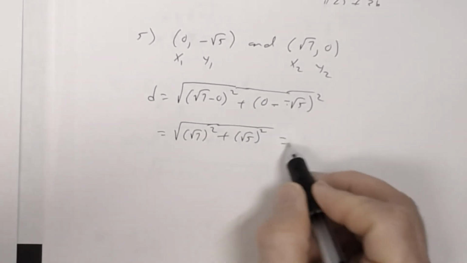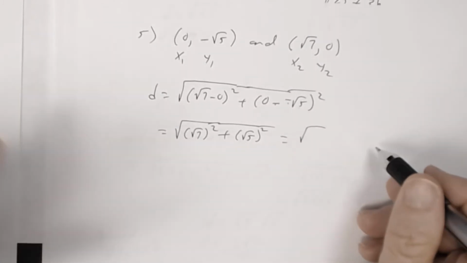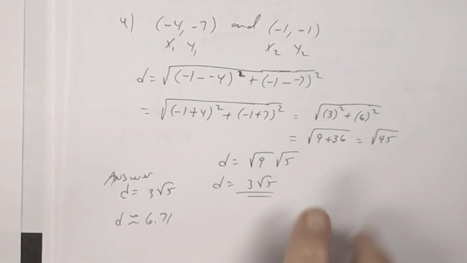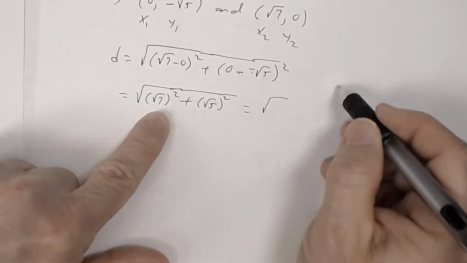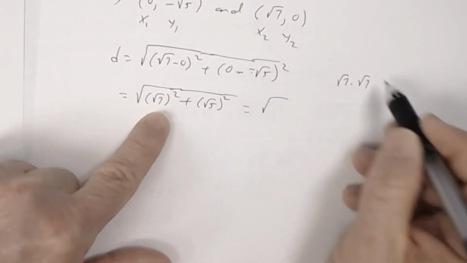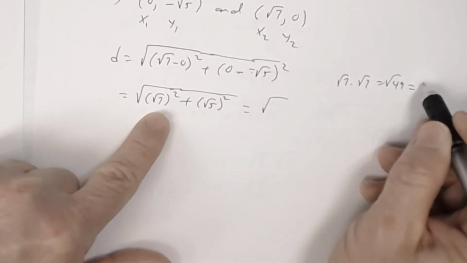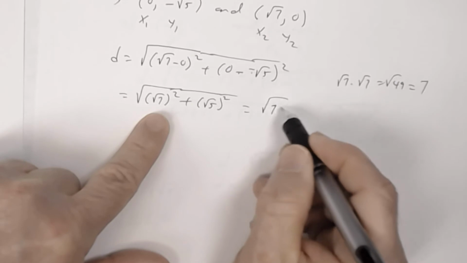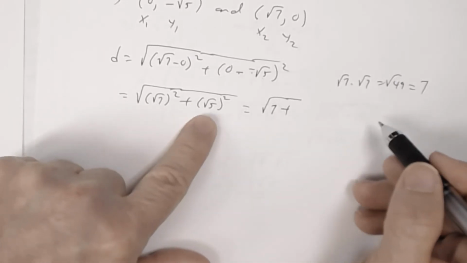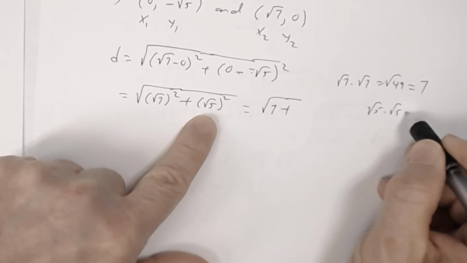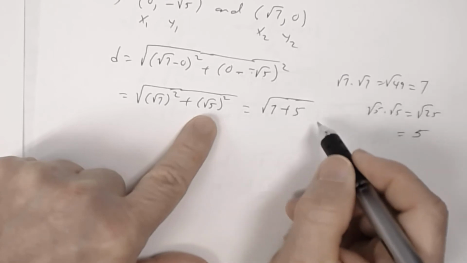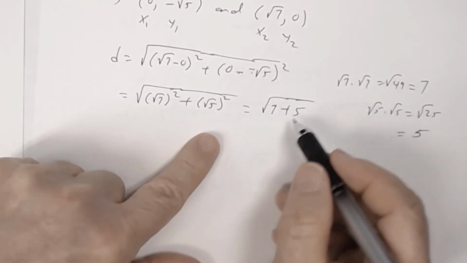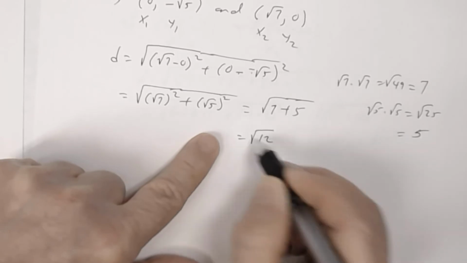Okay? Equal. All right, let's think about this. Just like we did in the previous problem, right here, 3 squared means 3 times 3, right? 6 squared means 6 times 6. So do y'all agree that the square root of 7 squared means the square root of 7 times the square root of 7, which is the square root of 49, which is what? 7. So that's just 7. Plus, the square root of 5 squared means the square root of 5 times the square root of 5, which is the square root of 25, which is just what? 5. So that's 7 plus 5, square root. And what's 7 plus 5? Well, 7 plus 5 is 12, so that's the square root of 12.